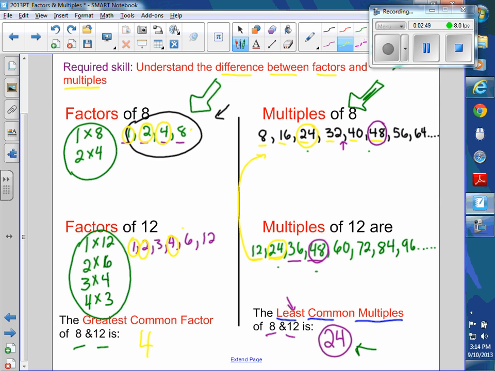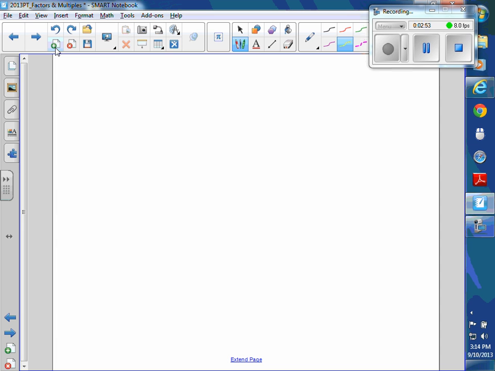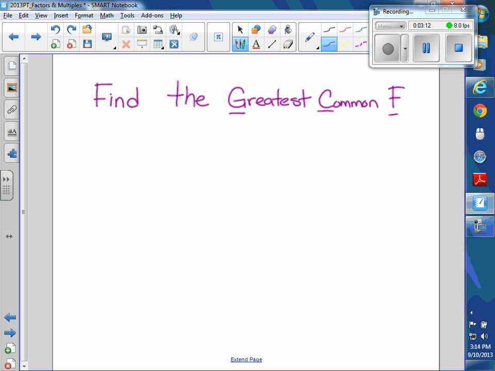Raise your hand if that makes sense. Okay. So let's practice. One of the things you're going to be asked to do in your homework is to find the greatest common factor. And we call it the GCF. A lot of times you'll hear me say that. Greatest common factor of 2 numbers. How about of 16 and 40?